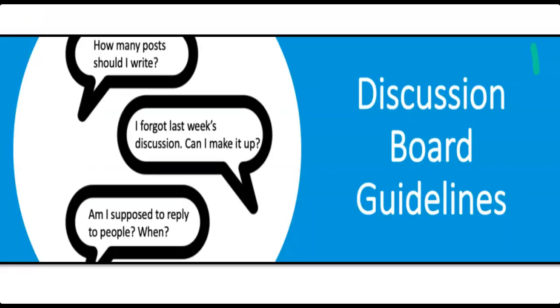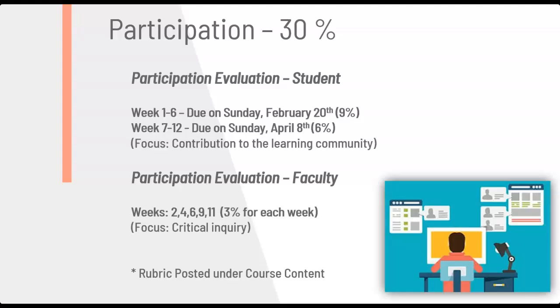Okay, let's talk about discussion board guidelines. Since I said it's worth 30%, it is so important that you are active online and do that participation. So my 15% that I'm going to be evaluating will be for weeks 2, 4, 6, 9, and 11. So you're going to have 5 different weeks that you need to go online and do thorough research, and thorough discussion posts. Each week is worth 3%, and I will be marking that after each week.